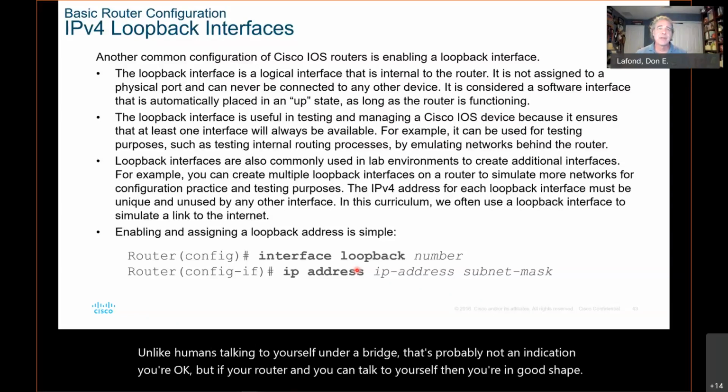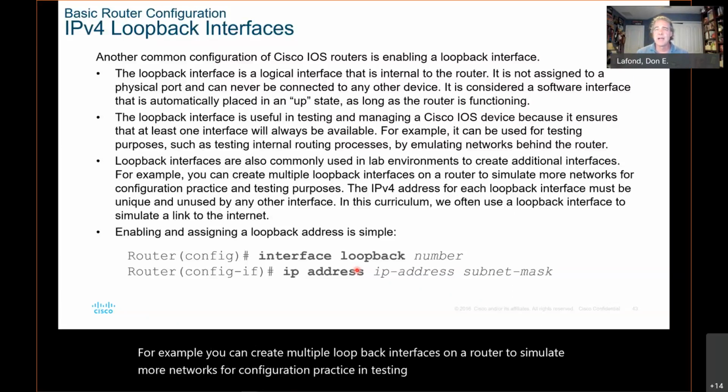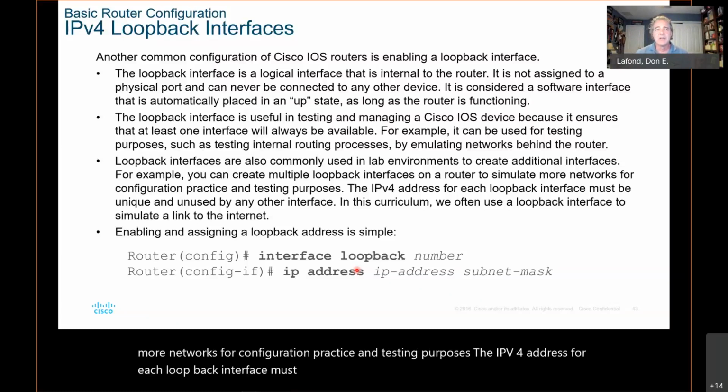For example, you can create multiple loopback interfaces on a router to simulate more networks for configuration practice and testing purposes. The IPv4 address for each loopback interface must be unique and unused by any other interface.